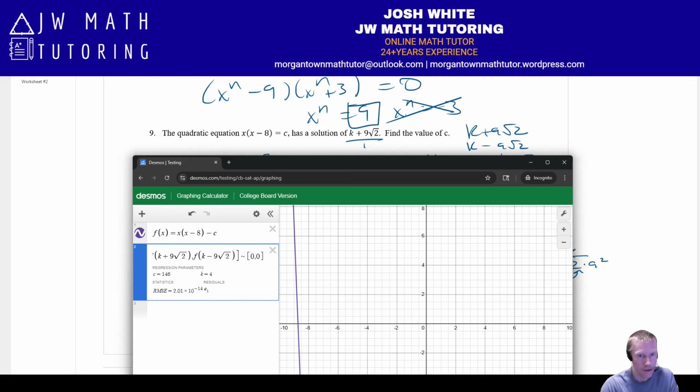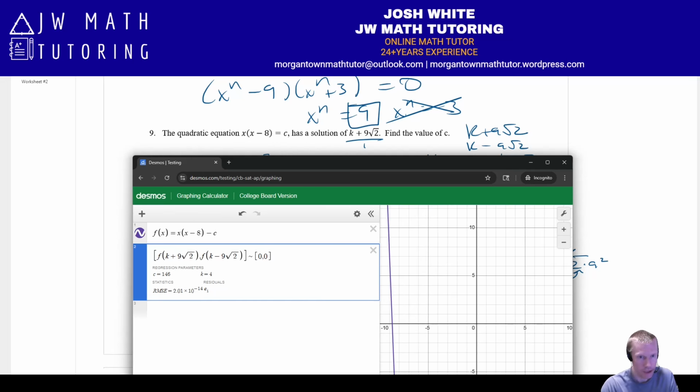Then it works properly. It finds the value of c is 146. It finds k is 4, and we get our correct answer. So just keep in mind on a problem like this, the reason I have to do this is because I have two constants. So it technically needs two constraints, or two things to check against, in order to work.